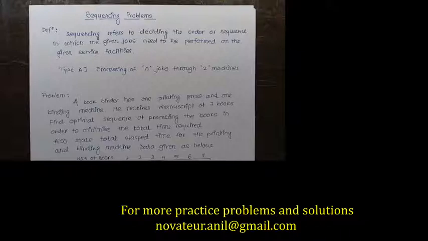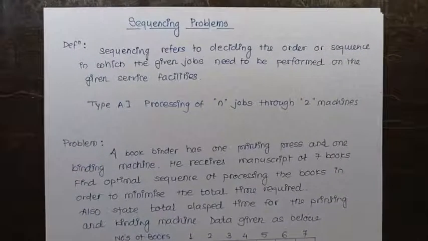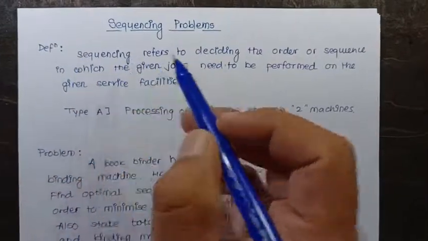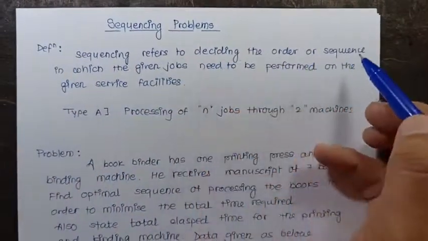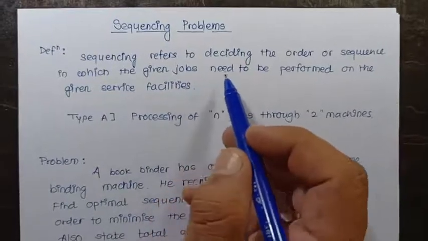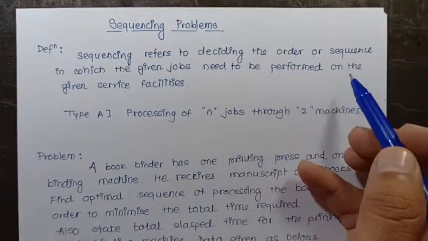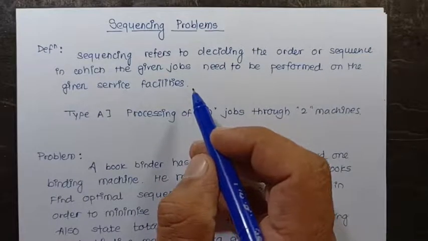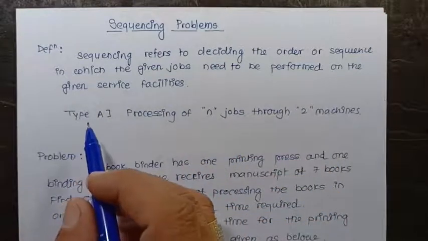And welcome. Today we will talk about sequencing problems. Let's see the definition. Sequencing refers to deciding the order or sequence in which the given jobs need to be performed on the given service facilities. Now there could be various types of sequencing problems.